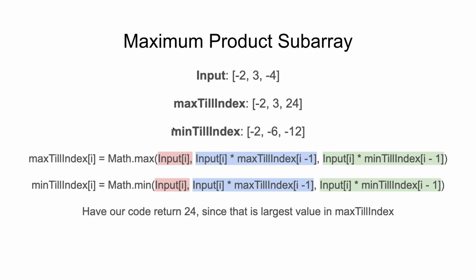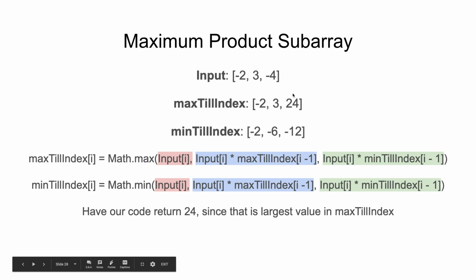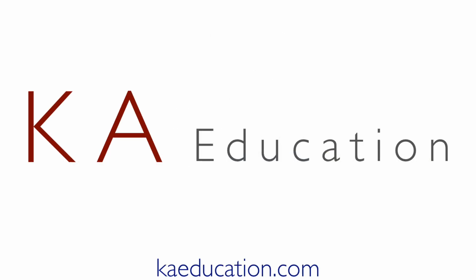And again, once we finish filling out the max till index DP array, in which we use the min till index DP array as a reference to calculate these max values, our code returns the largest number in max till index. I hope that made sense. And in the next video, we're going to implement the pseudocode.